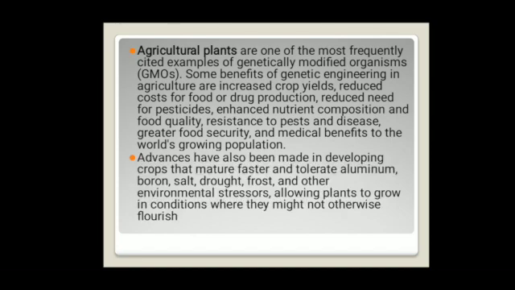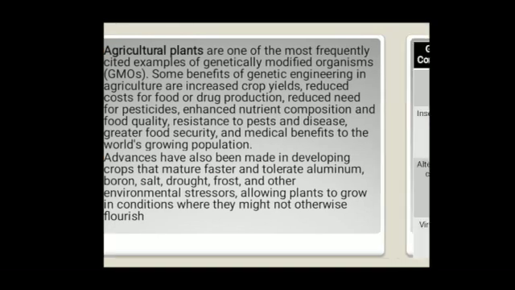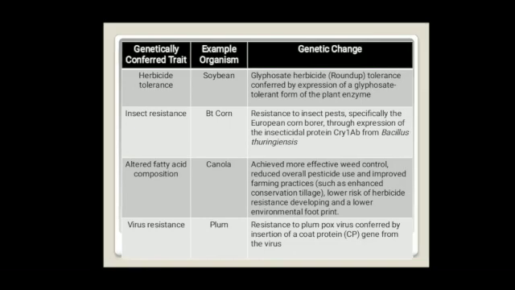In addition to that, advances have also been made in developing crops that mature faster and tolerate aluminum, boron, salt, drought, frost, and other environmental stressors, allowing plants to grow in conditions where they may not otherwise flourish. So these are the examples of genetically modified plants.